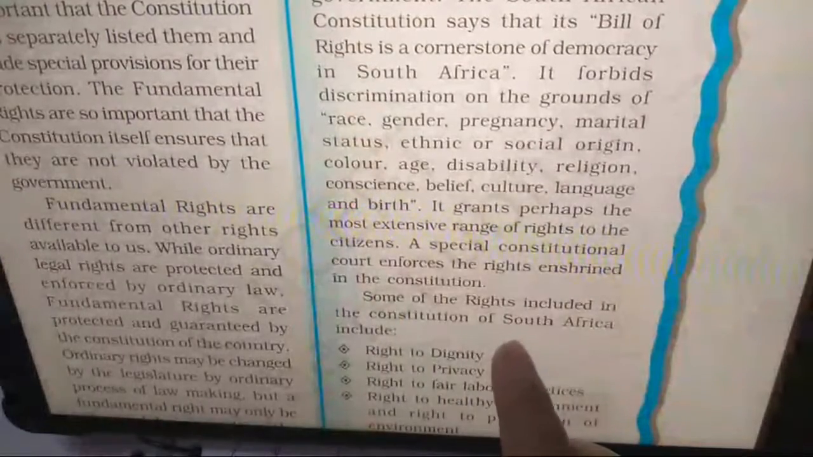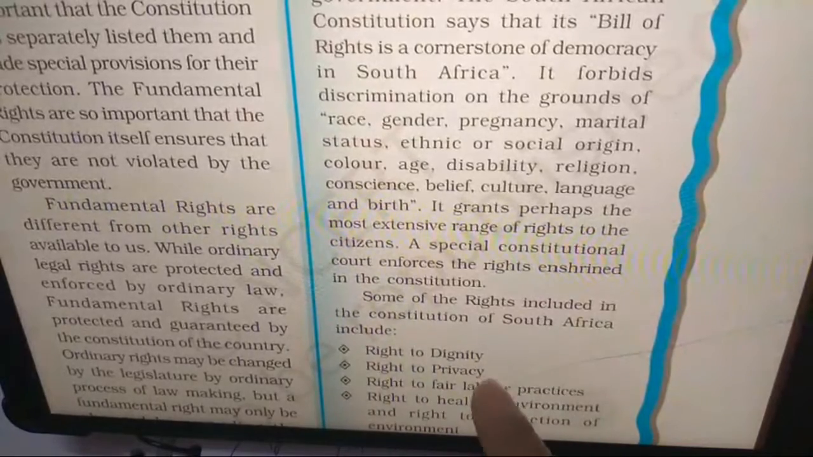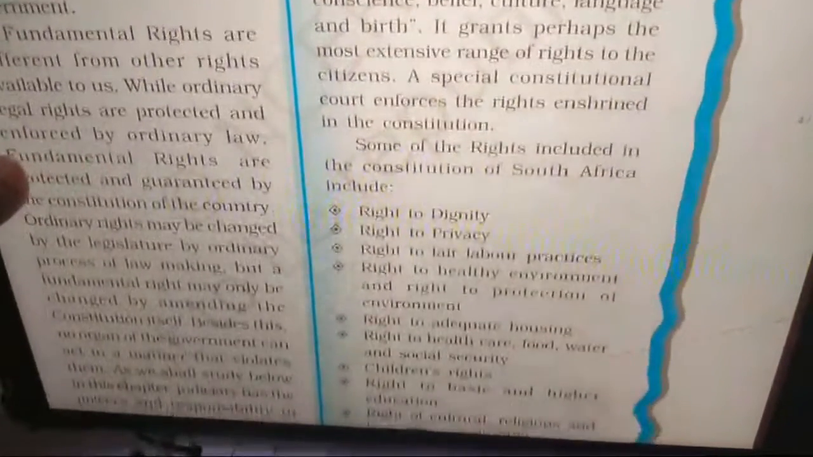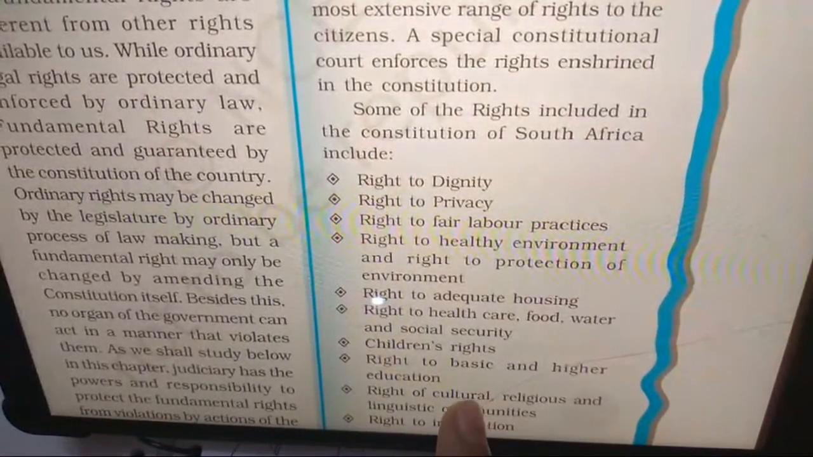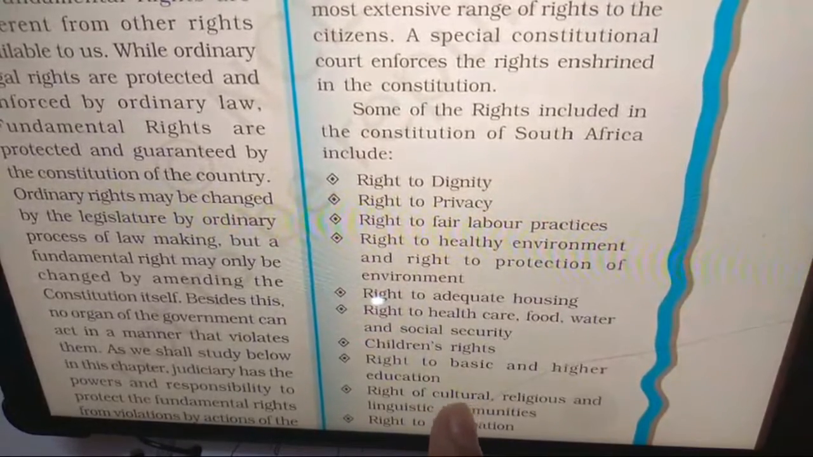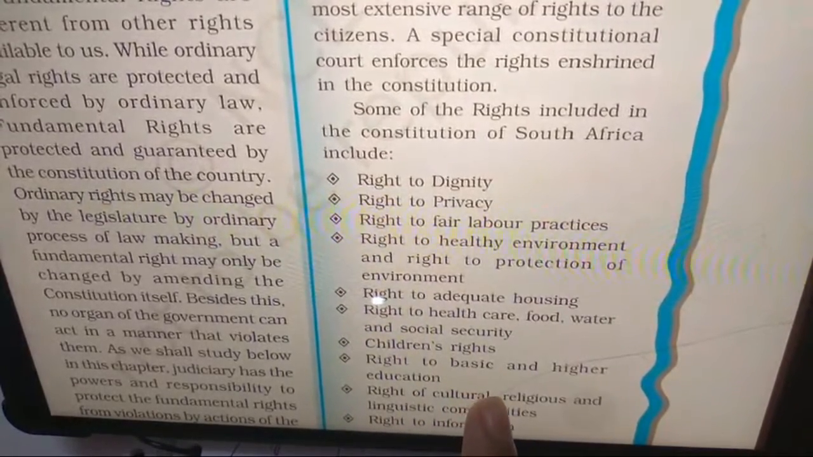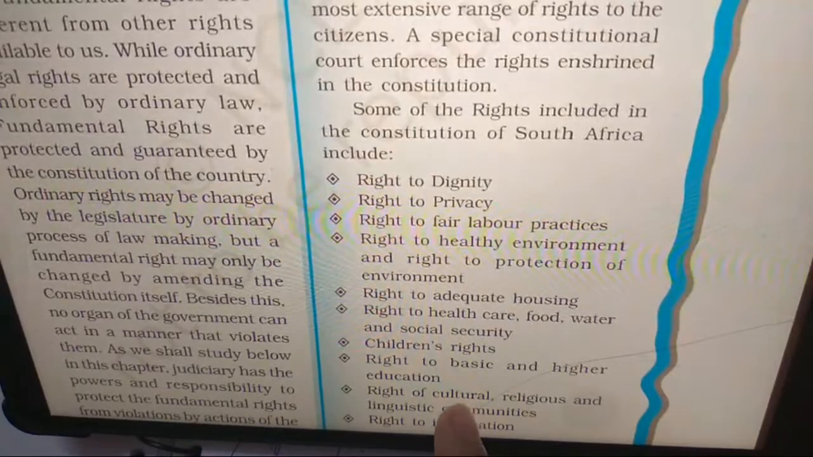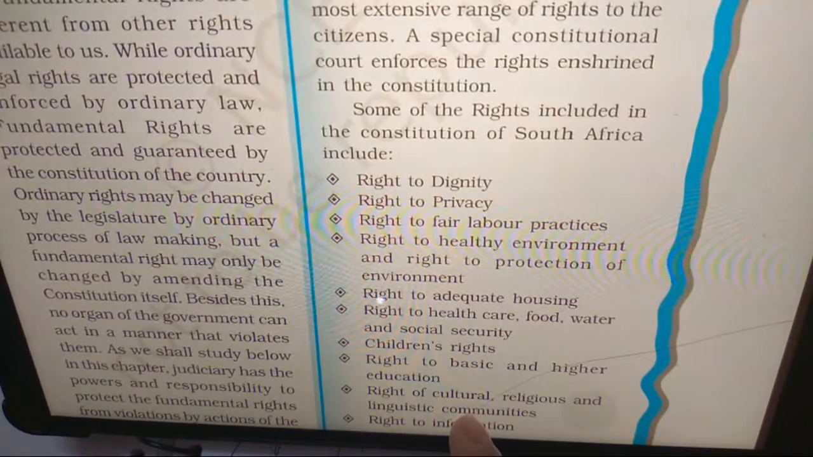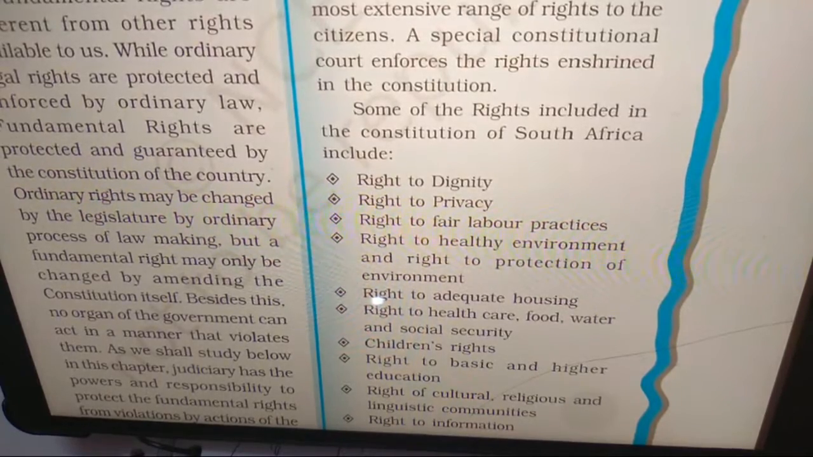Some of the rights included in the Constitution of South Africa include right to dignity, right to privacy, right to fair labor practices, right to a healthy environment and protection of the environment, right to adequate housing, right to health care, food, water, and social security, children's rights, right to basic and higher education, right of cultural, religious, and linguistic communities, and right to information.